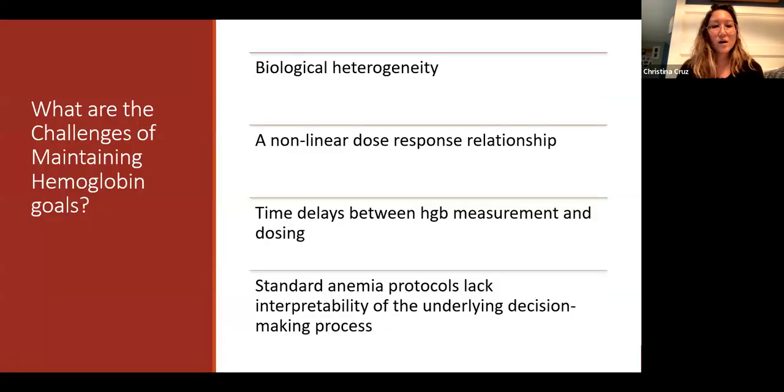So what are the challenges of maintaining hemoglobin goals? Biological heterogeneity, which is a variation in characteristics between cells, tissues, and organs, and a non-linear dose-response relationship, which is basically varying responses to ESA dosing, and time delays between hemoglobin measurement and dosing, which is basically the patient missing their treatments or missing planned doses. And also a standard anemia protocol lacks interpretability of the underlying decision-making process.